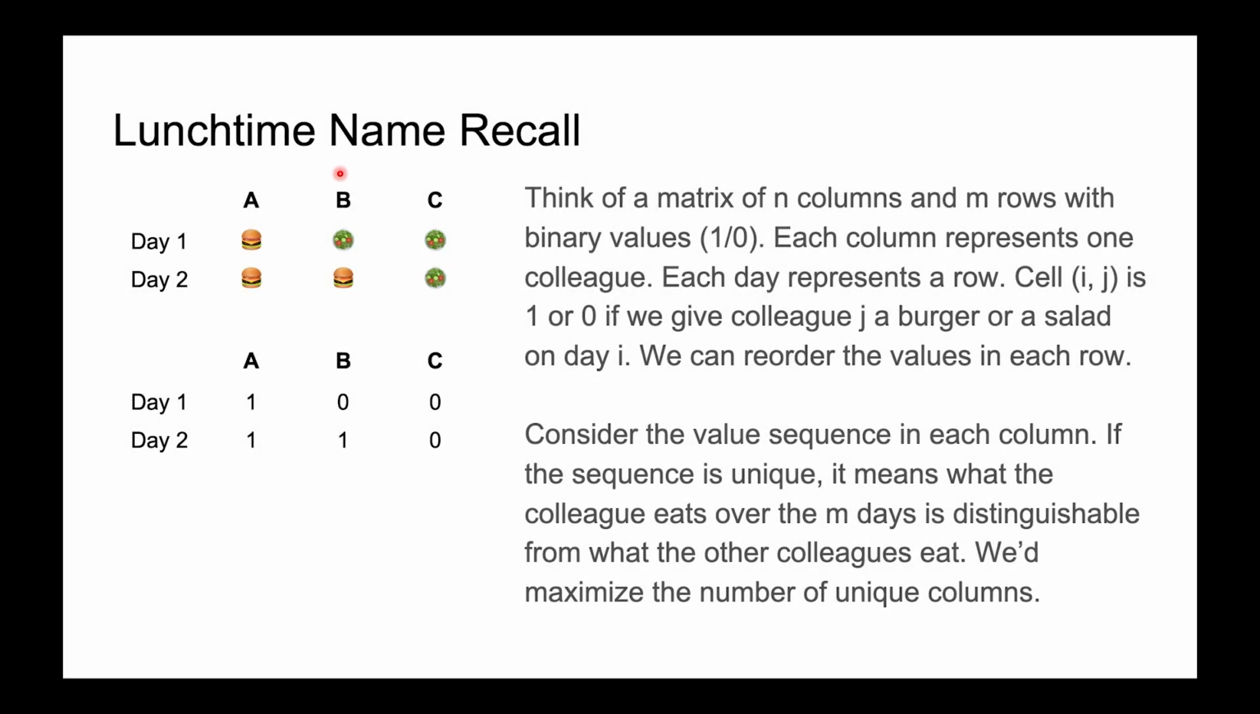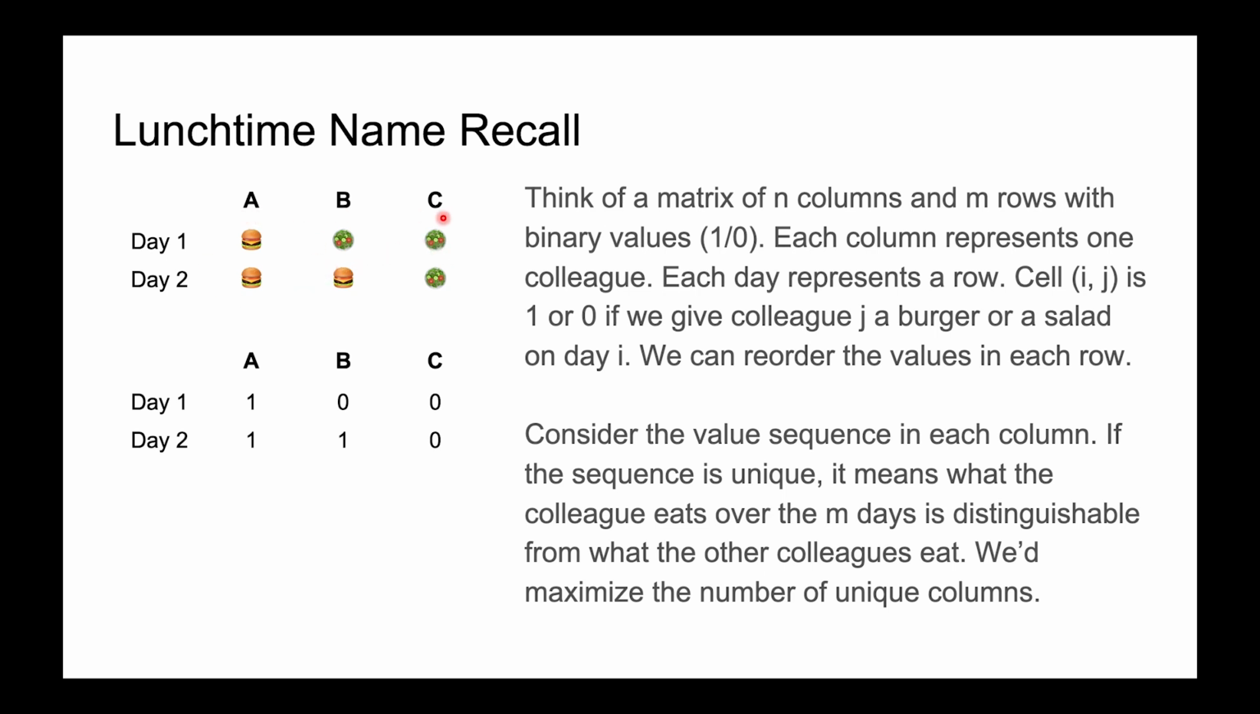In the problem Lunchtime Name Recall, we are trying to identify the names of n colleagues by giving them burgers or salads to eat for lunches. On each day, we can choose a subset of colleagues to get a burger, and the remaining colleagues shall get a salad. By observing who eats a burger and who eats a salad, we can correspond the colleagues' names to the actual persons and gain information about their names.